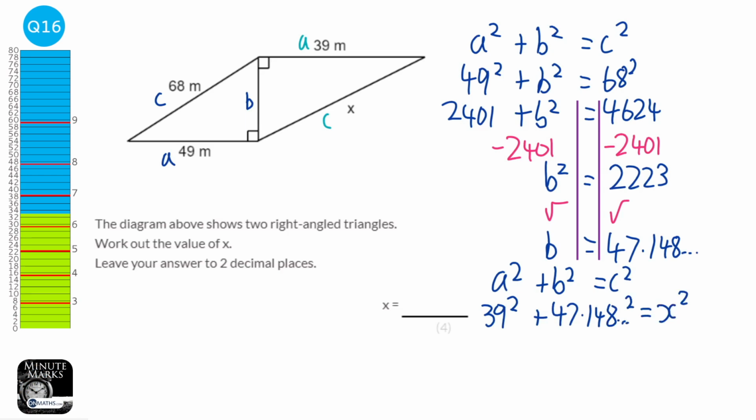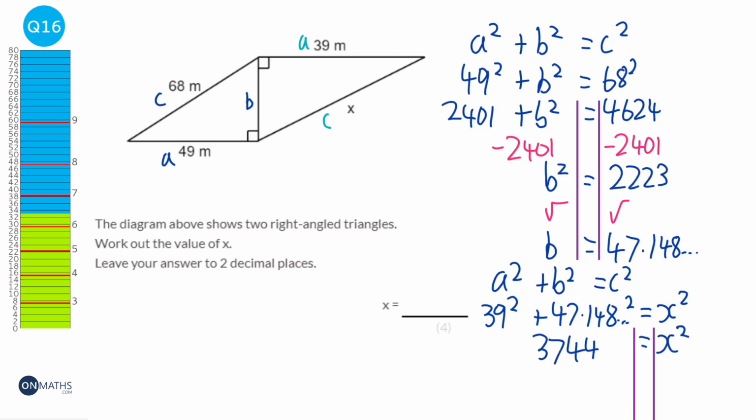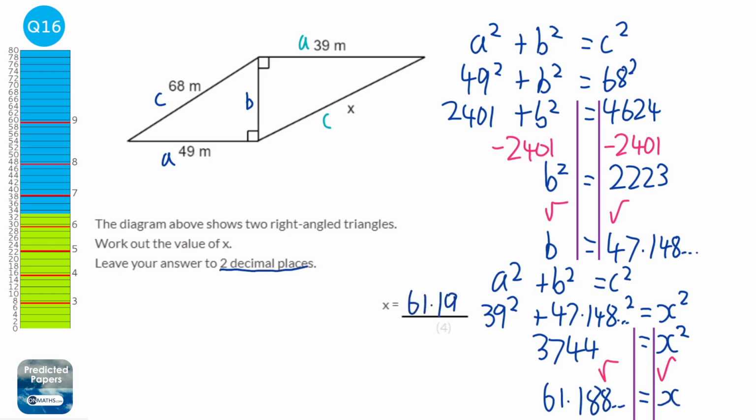Okay, so we need to square that. So we do 39 squared plus 47.148 squared, and that will be 3,744 equal to X squared. And we'll just get our lines in because we need to square root both sides, and we get 61.188... is equal to X. It says it wants its 2 decimal places, so that will be 61.19.